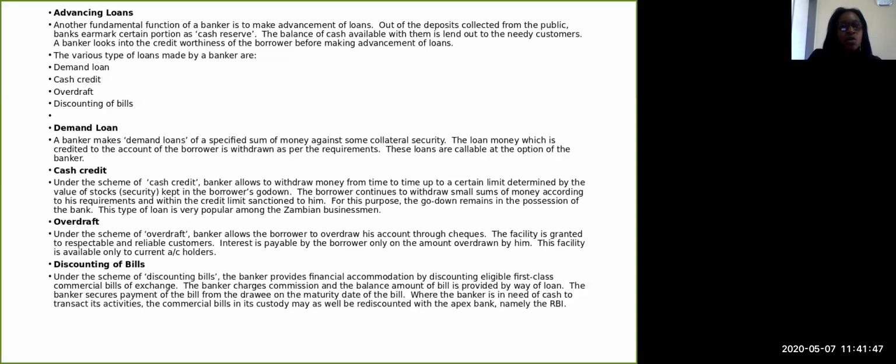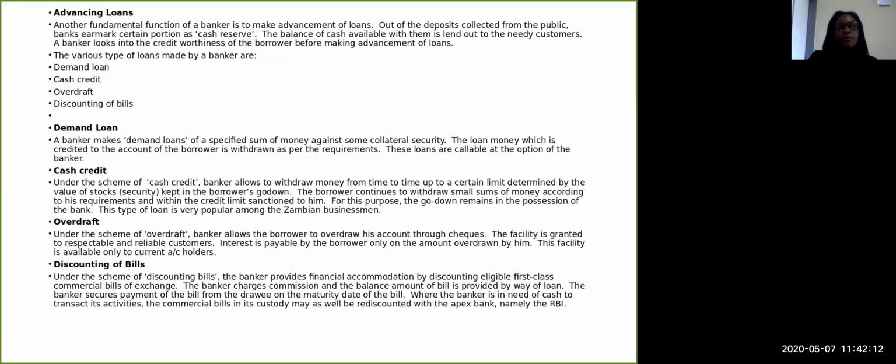The next type of loan which can be offered by the bank is an overdraft. An overdraft is also a loan. So under this scheme, the banker allows the borrower to overdraw his account through checks. I mean to overdraw, sorry. The banker allows the borrower to overdraw.